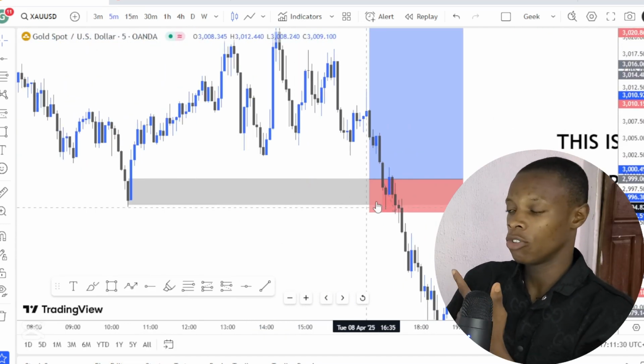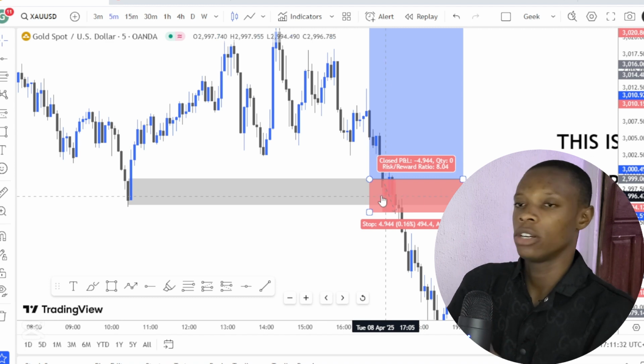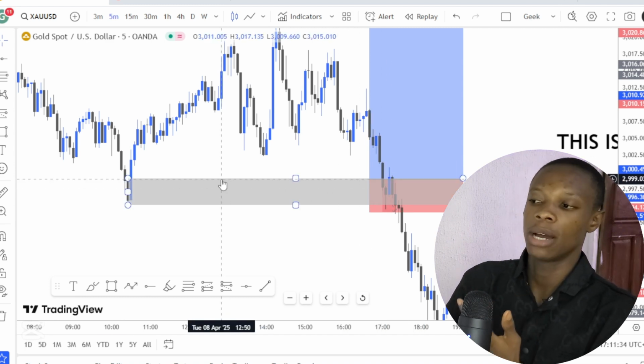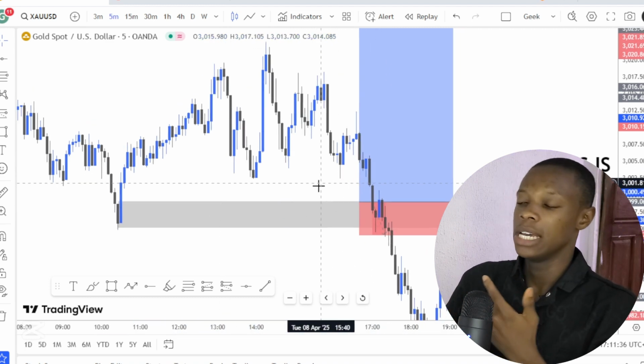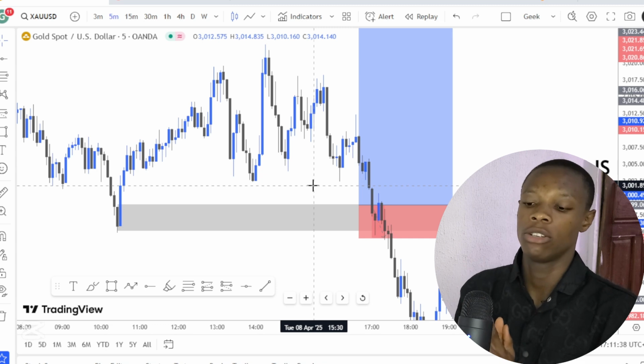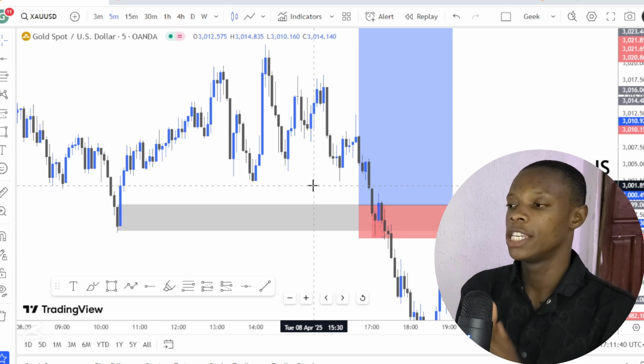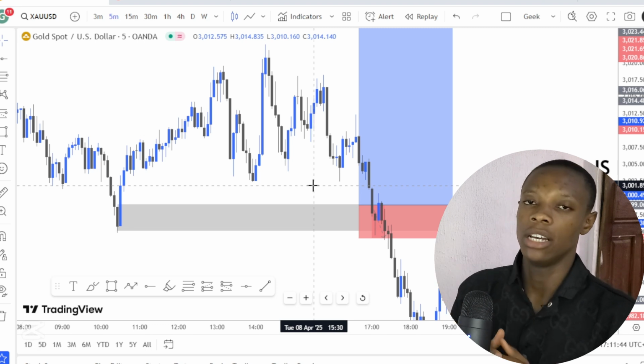This is one of the trades I took right here. On this very trade, I got stopped out. I was taking it from an order block, so it's also part of it. This strategy does not work 100% of the time, so I'm going to give you a scenario where it's going to work, and a scenario where it's not likely to work.